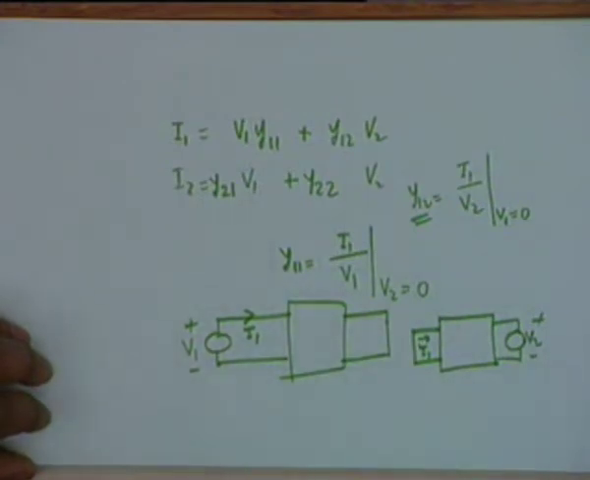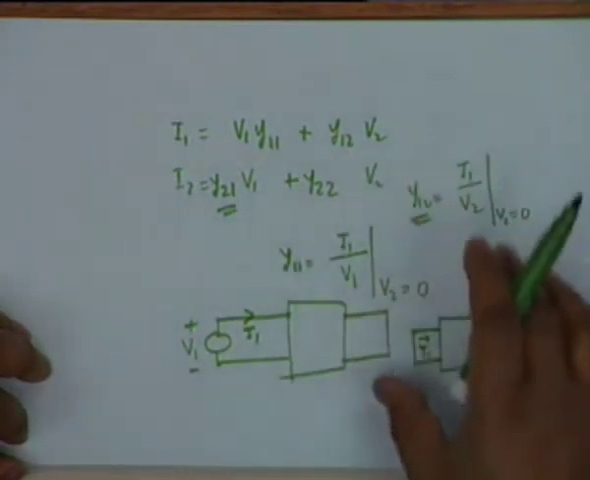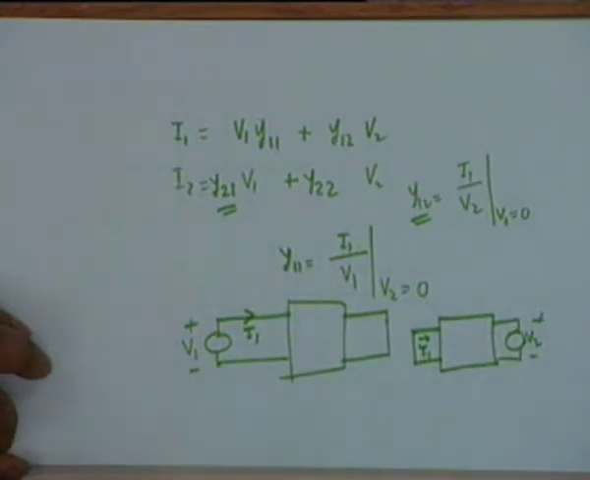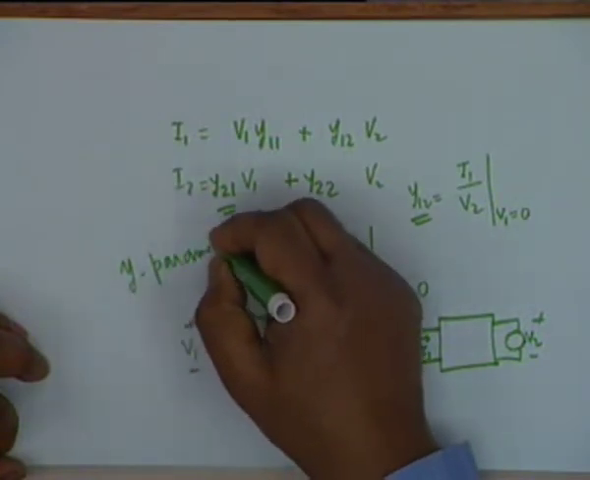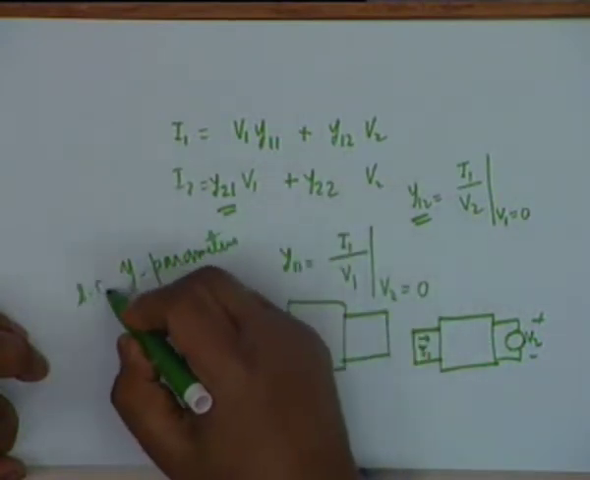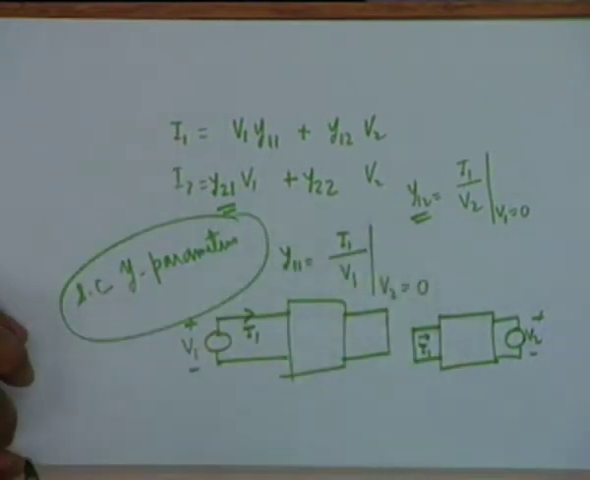Y12 is a transfer admittance. Similarly, Y21 is also a transfer admittance, and you can see that all these parameters are measured with one port short circuited, and therefore these are known as SC Y parameters, that is short circuit admittance parameters. All right.